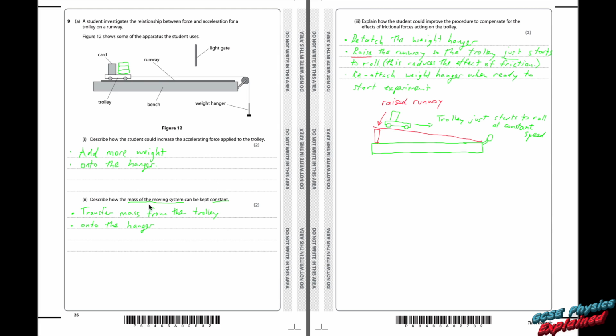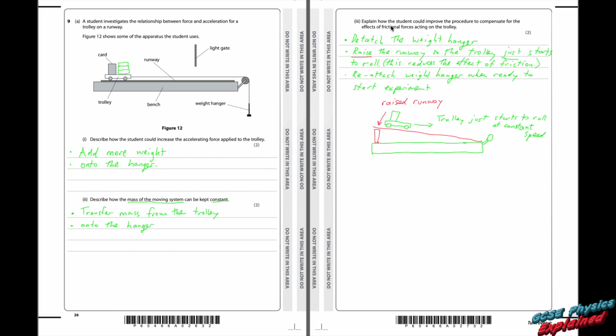Part 2. Describe how the mass of the moving system can be kept constant. Now this is a question that always confuses students, and I think the examiners have got it wrong here. There's usually some kind of masses on the trolley. And a moving system just means the parts that are moving. So the trolley's moving, the card's moving, and this weight hanger is also moving. So to keep the mass of the moving system constant, whatever mass or weight you put onto this hanger should come off the trolley. So transfer the mass from the trolley onto the hanger. It's easy once you know how to answer it.